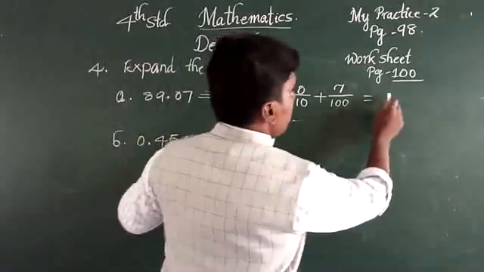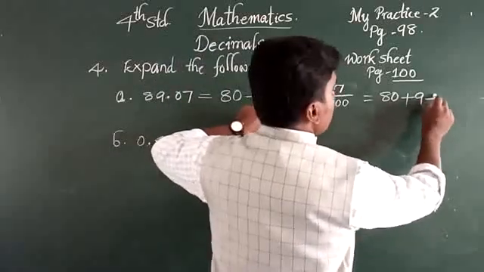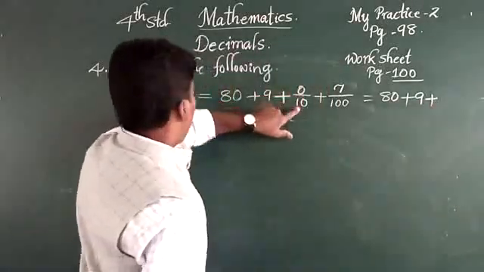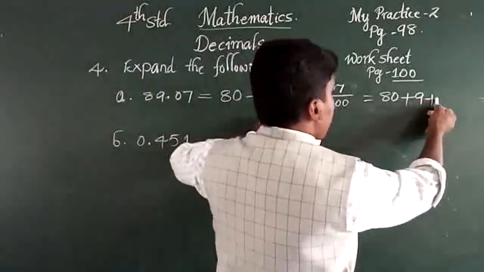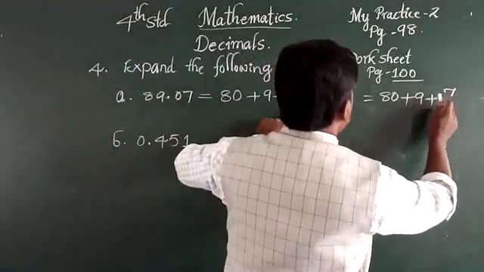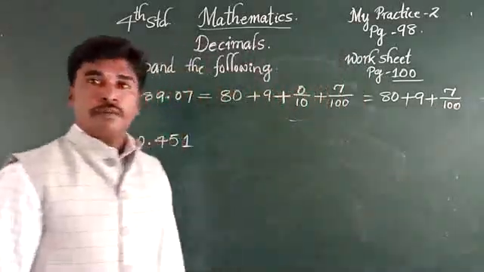How to write? 80 plus 9 plus. Here 10th place is not there. That is 0. Again, no need to write the 10th place. Next is 7 by 100. So you can write like that.